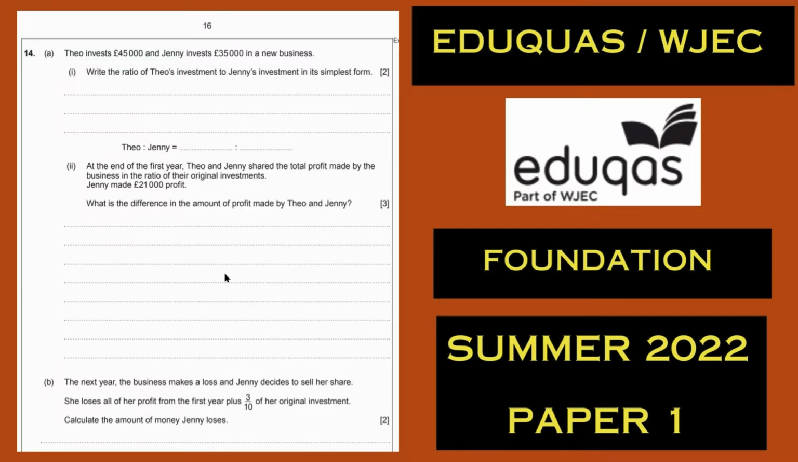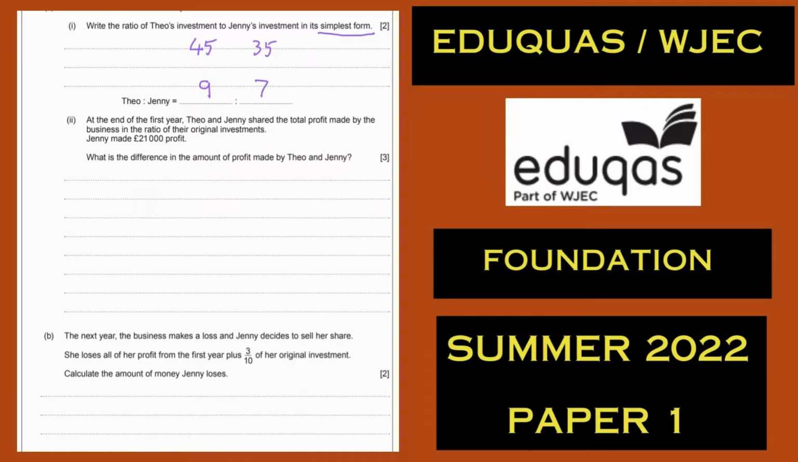Theo and Jenny, they're investing. They're both in thousands, so let's ignore them. Let's call it 45 and 35 because we've divided by 1,000. To go even simpler though, they're both in the 5 times table. Divide by 5 and divide by 5.